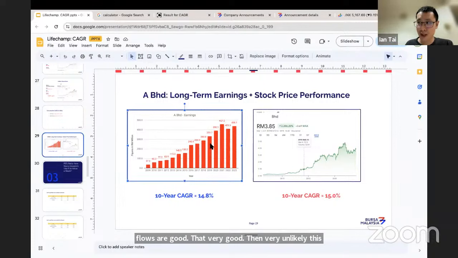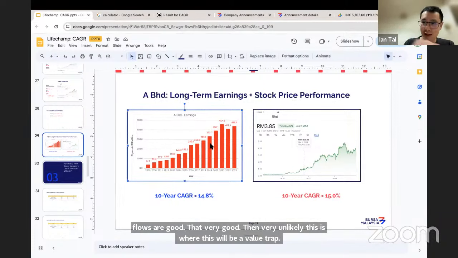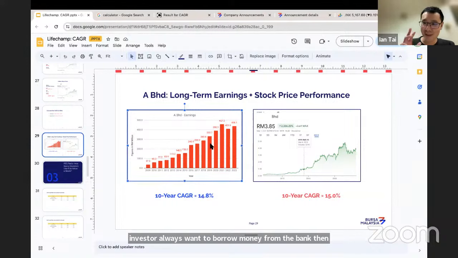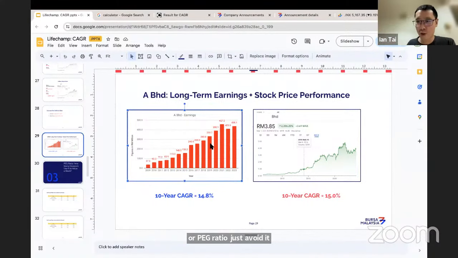a value trap. But of course, some companies' earnings keep on growing, no cash flow, always want to raise money from investors, always want to borrow money from the bank, then something is very wrong with that company. Then I will be a bit suspicious about the company's financial accounts. I will gracefully avoid investing in these companies. For this kind of companies, doesn't matter what the PE ratio, dividend yield, or PEG ratio is, just avoid it altogether. Because if the fundamentals are not right, no point looking at valuation already.